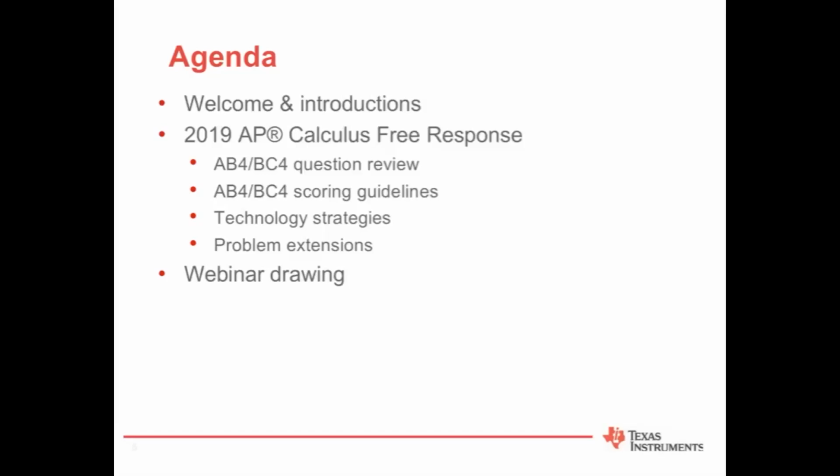When I finish with that, I'm going to pass the screen over to Vickie, and she's going to talk a little bit about technology strategies and how you'd use TI technology to illustrate or explore the solution to this problem. And then towards the end, she's going to pass it back to me, and I'm going to talk about a few problem extensions. As you know, these free response questions are very rich. They start out in development with probably about 30 or 40 points, and they get whittled down to 9. So I'm going to give you a couple of extra AP Calculus type questions that you can work on with your students.